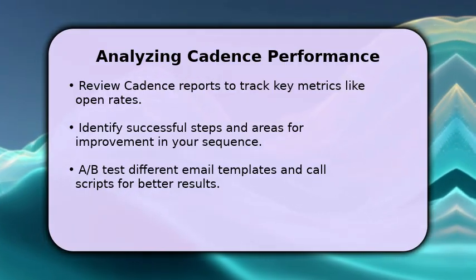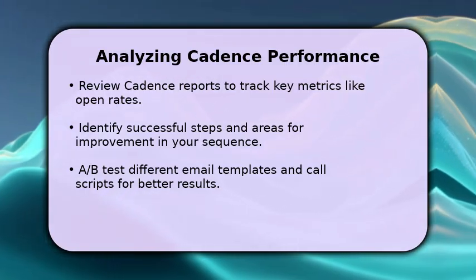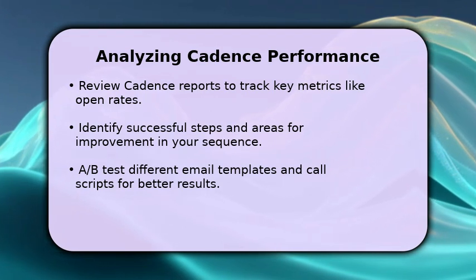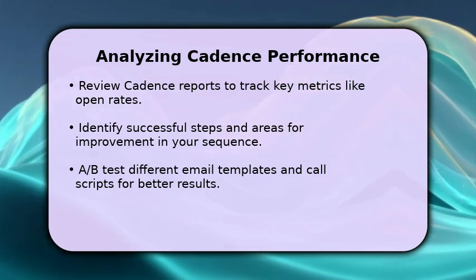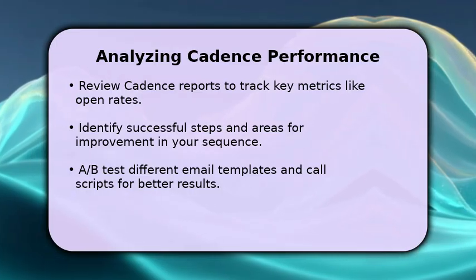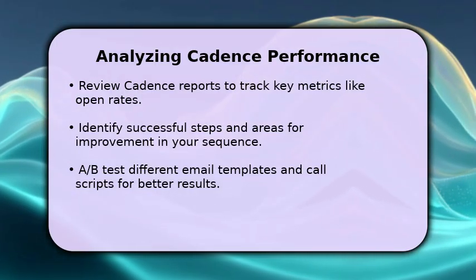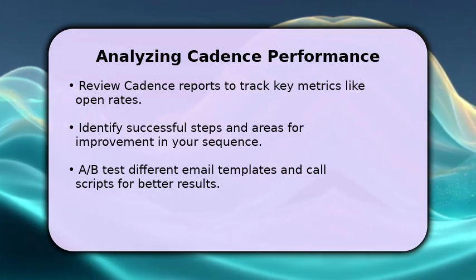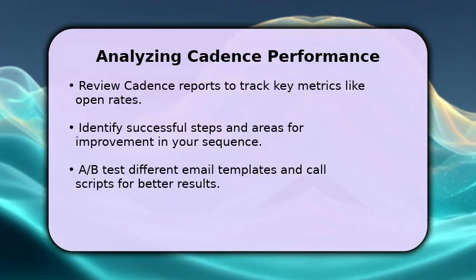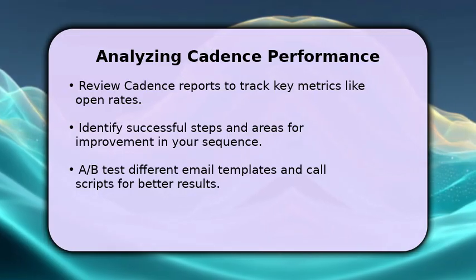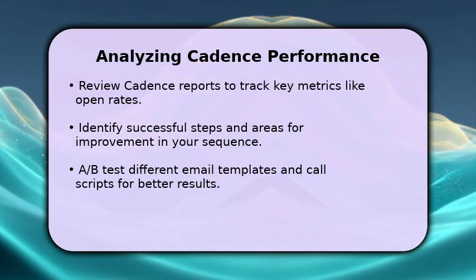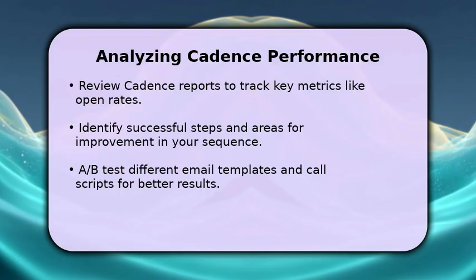To truly maximize your sales effectiveness, it's essential to continuously monitor and optimize your cadences. Review the detailed cadence reports to track key metrics, such as email open rates and response times. Identify which steps are most successful and where improvements can be made. Consider A/B testing different email templates or call scripts to refine your approach. By consistently analyzing and adjusting, you'll ensure your cadences are always performing at their peak.